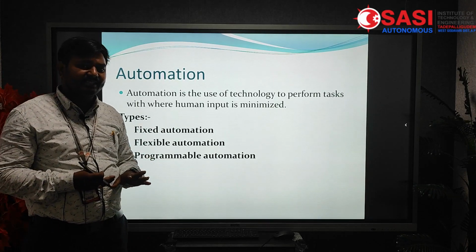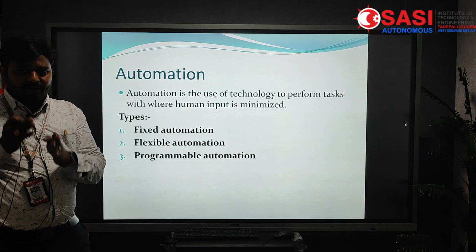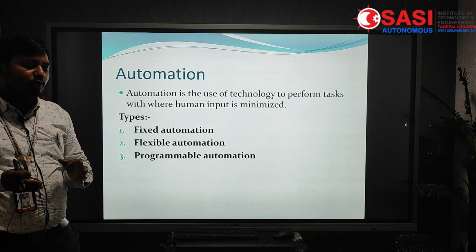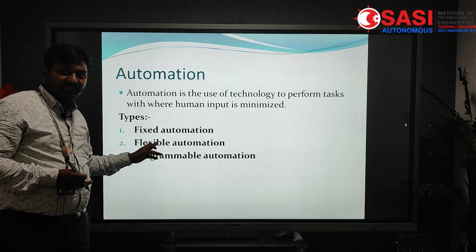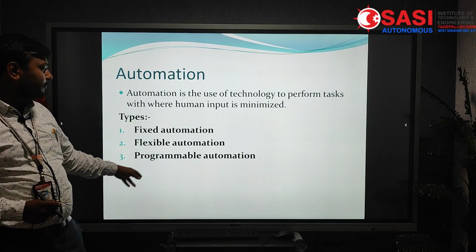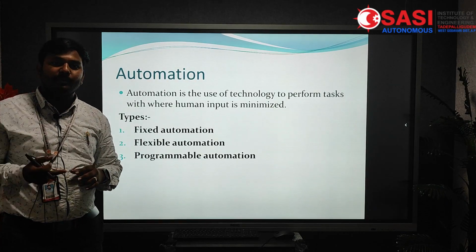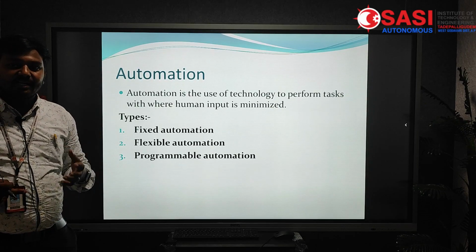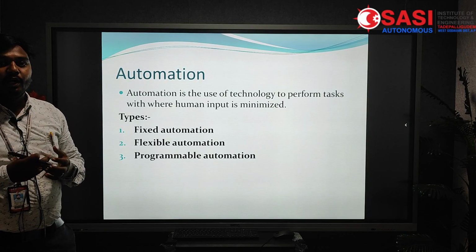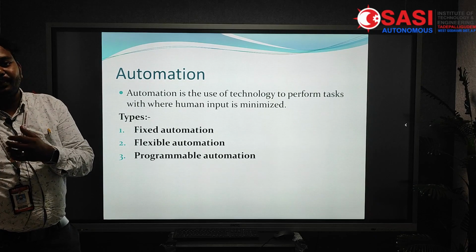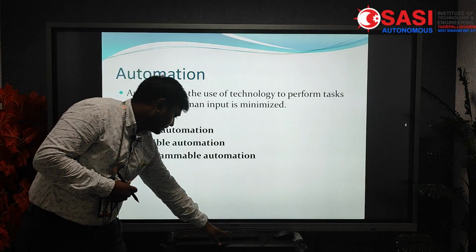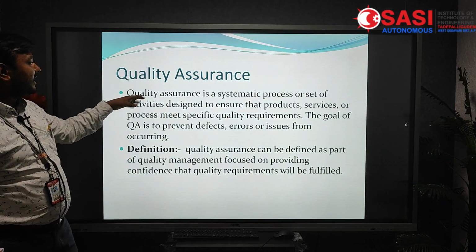Flexible automation in the sense it is a kind of automation where the producer is able to make some changes. That is what flexible automation is. Programmable automation is a computer based system where the producer can give instructions to the plants or the machinery to make some changes according to the specifications, according to the requirements, according to the demands within the market. So here the quality assurance.